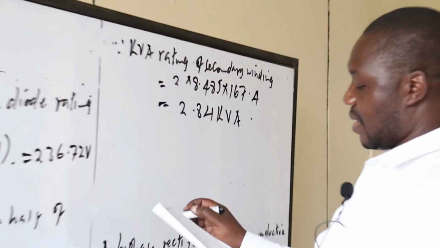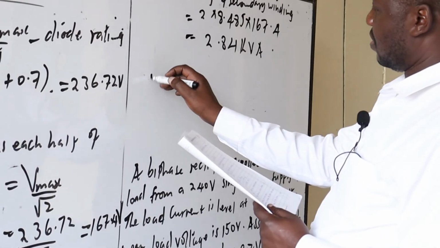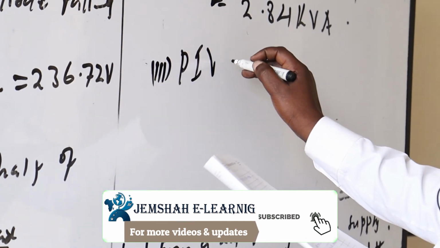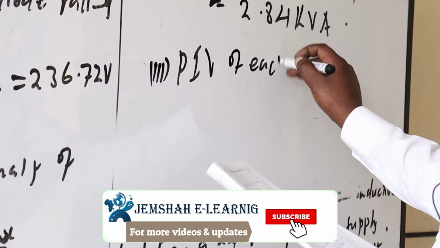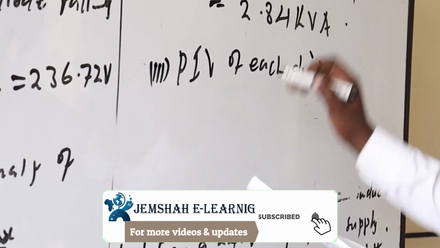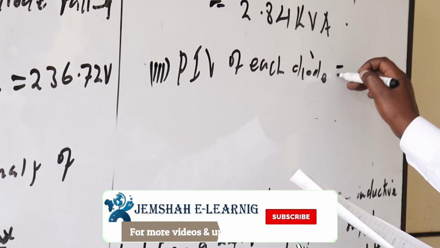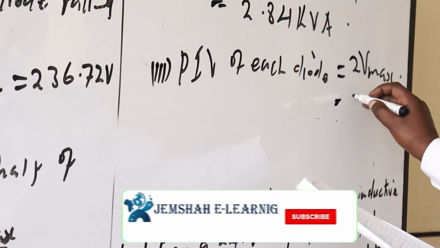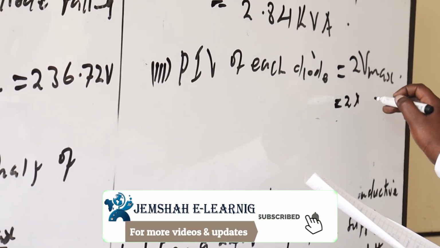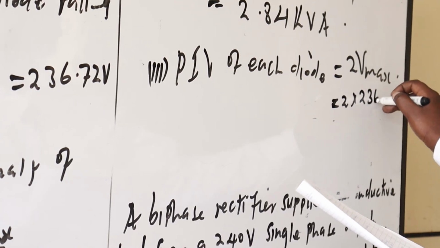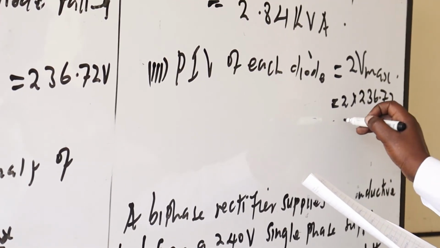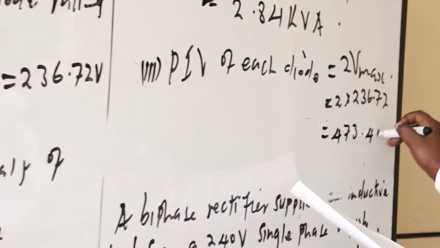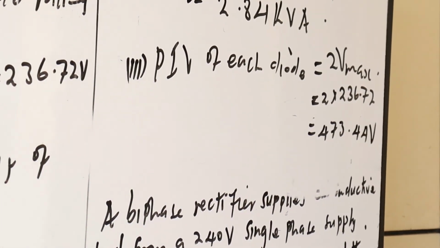And now we can get the peak inverse voltage of each diode, Roman 3. Peak inverse voltage of each diode will be equal to 2 times Vmax, which is 2 times 236.72, which is 473.44 volts. That's all about that question.